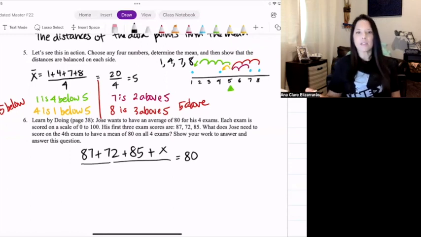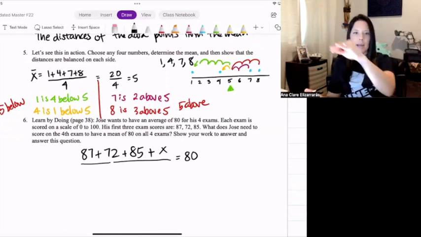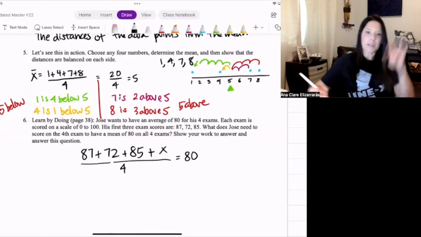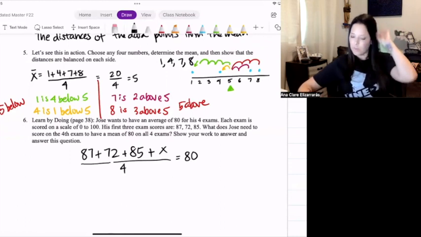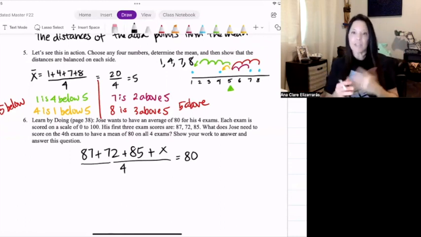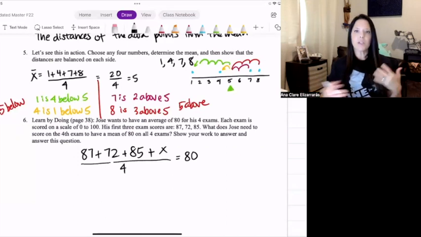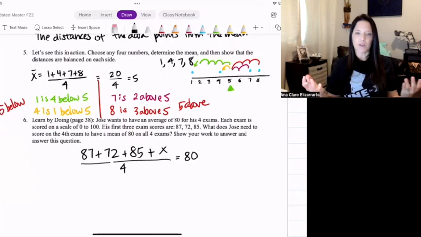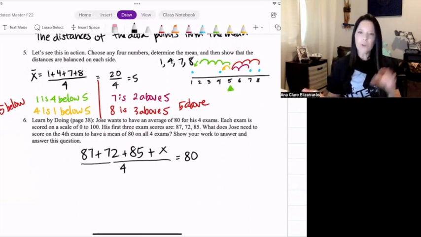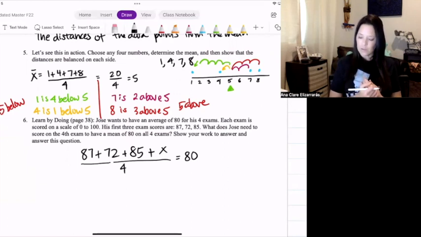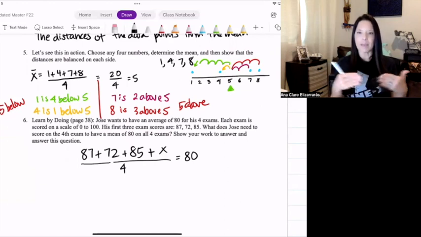Well, an average of 80 is found by taking all of the exam scores added up and dividing by 4 because he's got 4 exams that he's talking about. Now, I need to find out what X is. You could pick different values and try to get the actual value, or you can do some math to solve this equation. The first thing that I can do is get rid of this division by 4 so that I can figure out what they need to add up to.